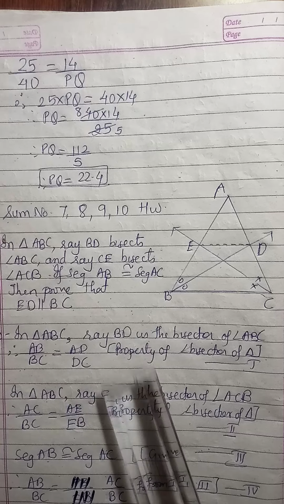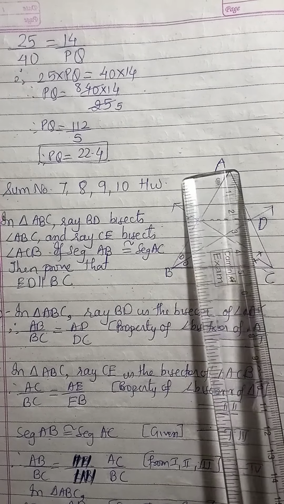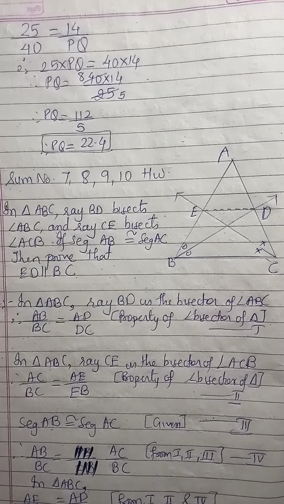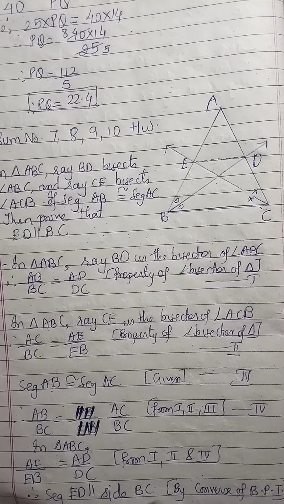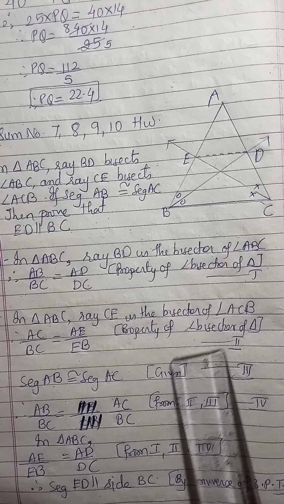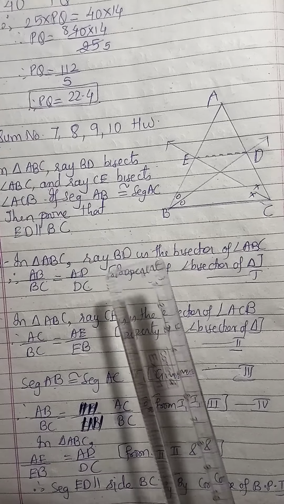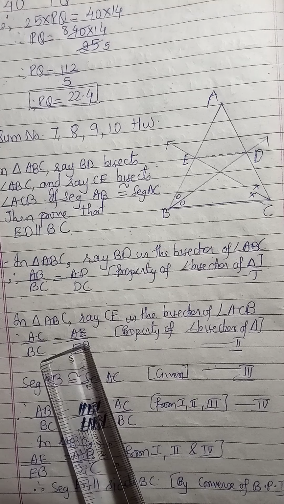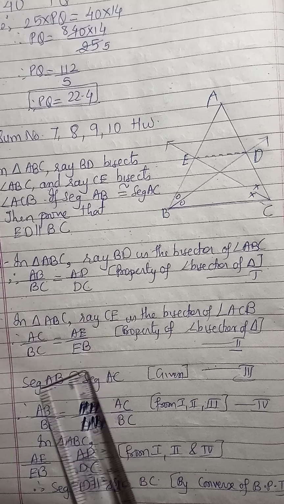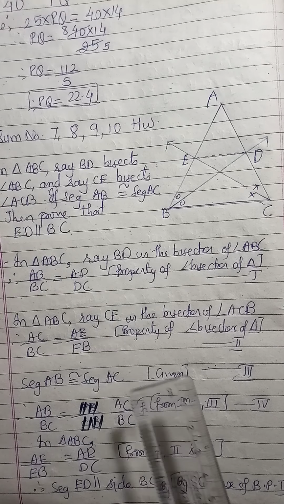We got equation 1 and equation 2. We also know that AB equals AC. So with the help of these three conditions, condition 1, condition 2, condition 3, look at 1 and 2. AB upon BC, AB upon BC, both are same. Here AD upon DC, AE upon EB.